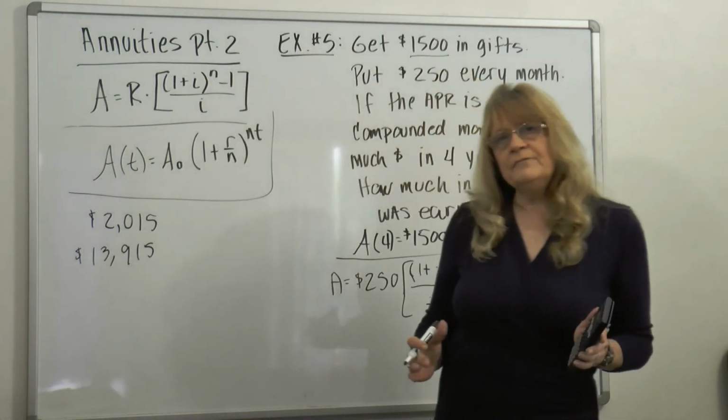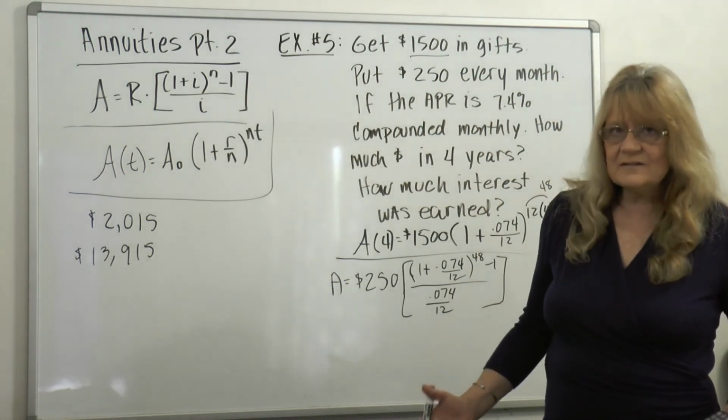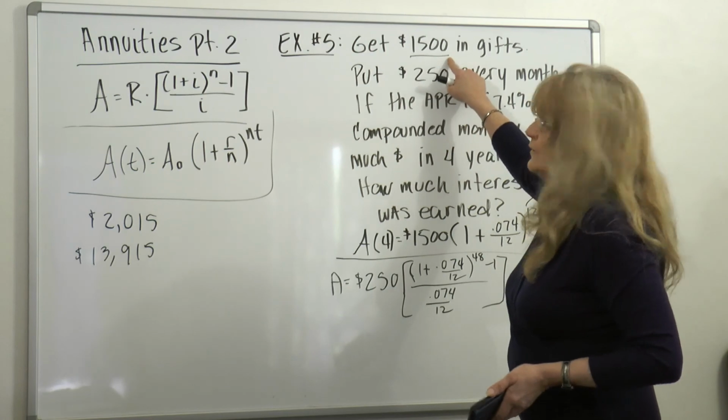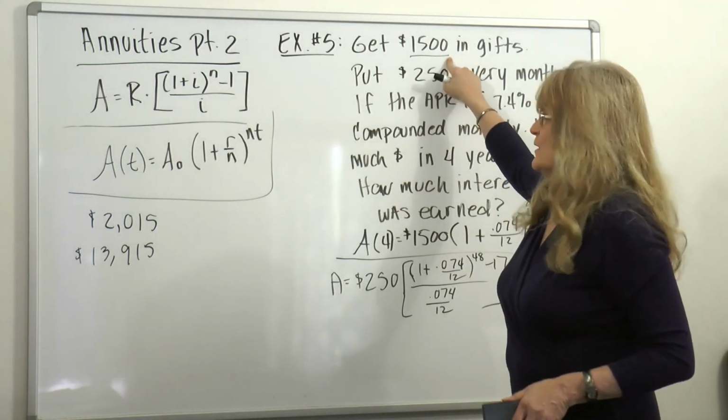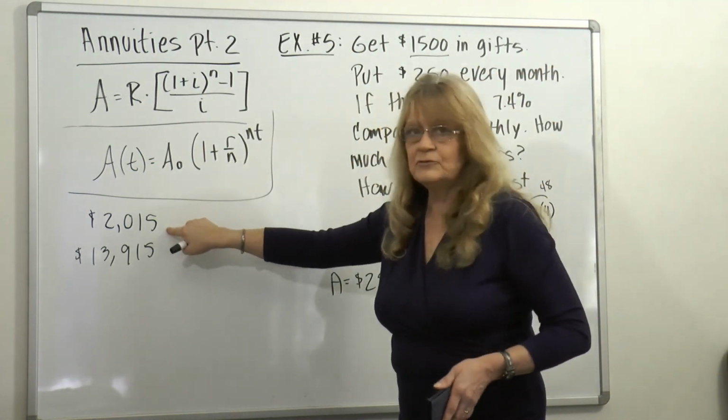Now before we go any further, stop and see if it makes sense. I'm putting $1,500 away and not touching it and letting it grow. So this ending balance should be bigger than 1,500.